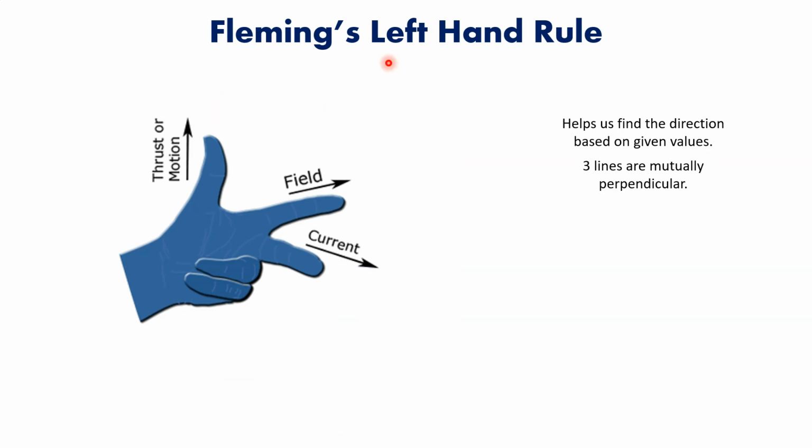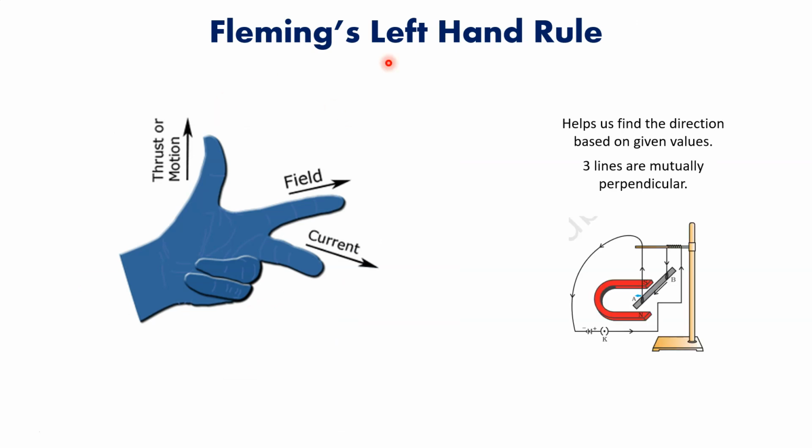That's all you have to understand in this concept. It's quite simple. Coming back to our diagram, we can determine that the current, as you can see here, is going this way. The field is pointing north to south. And so the thumb direction would naturally be to the left.